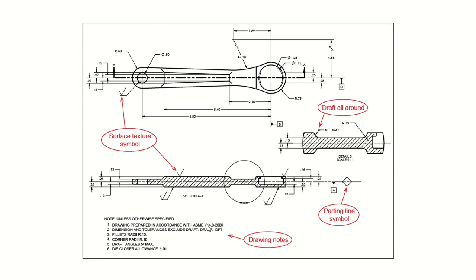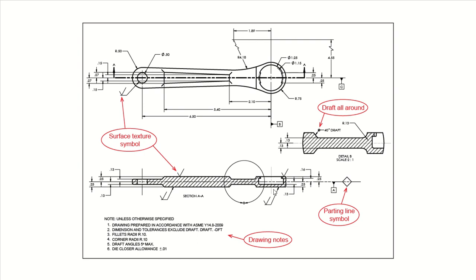We put our standard as usual, dimension and tolerance. In this case, they exclude the draft, of course, and they talk about all your fillet radii, to pay attention when they work on that part. Corner radii to pay attention to. This is just your little R radius sign for the value. And your draft angle is about 5° max.